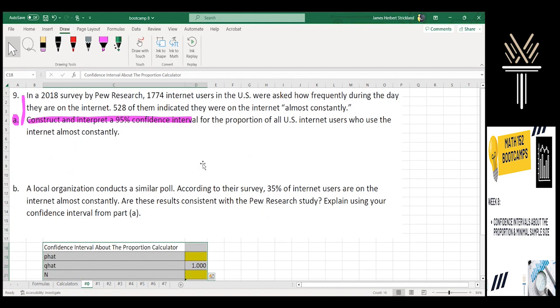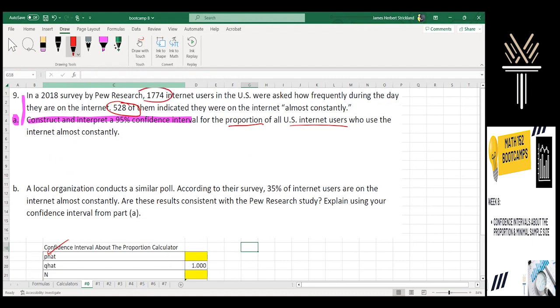And so now that we're building a confidence interval, we just have to pick out the information. We need to find our p-hat. Remember, p-hat is just your proportion. It's just your fraction amount. It's just a probability amount, a relative frequency, in other words. And so it should be between 0 and 1. So we're trying to find the proportion, the fraction of internet users. And we can see it's 528 of 1774. So p-hat is 528 out of 1774. If it's not a fraction, it's not a proportion. It has to be a fraction, decimal, or percent.